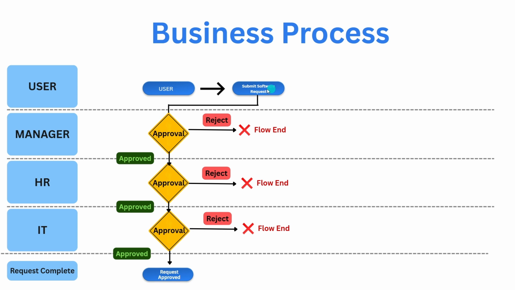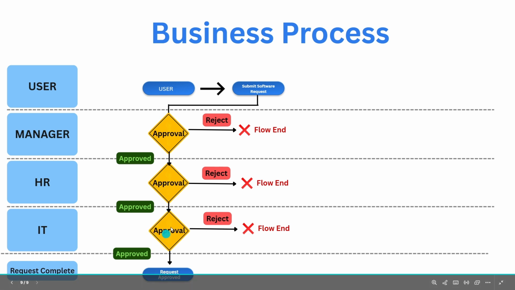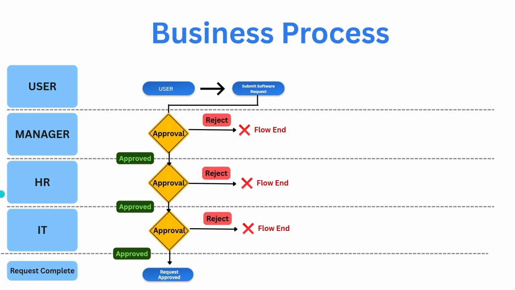When a user submits a request, it first goes to the manager. If approved, it goes to HR. If HR approves, it goes to IT. If IT approves, the request is completed. If anyone rejects, the flow stops. So let's build this step by step.